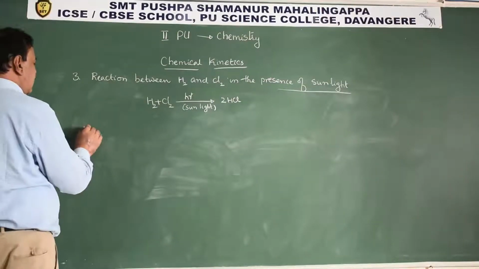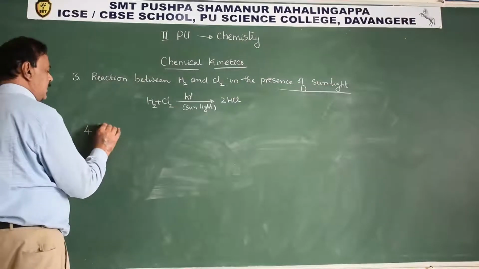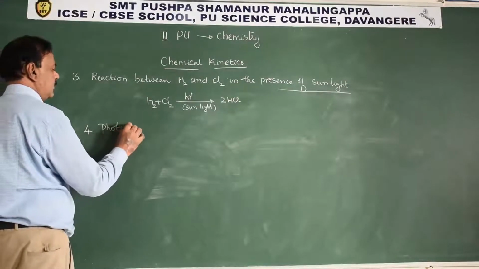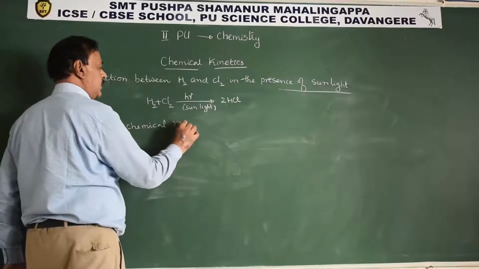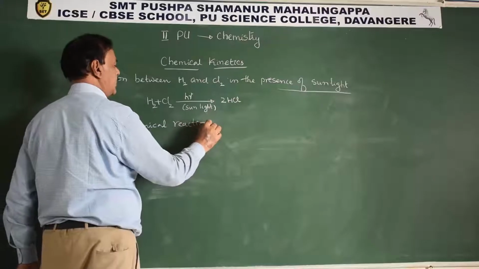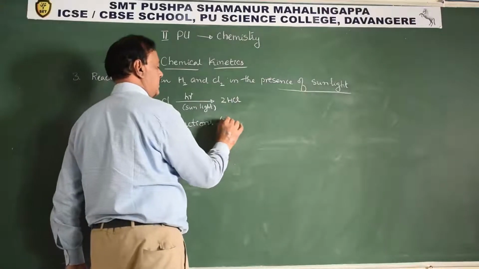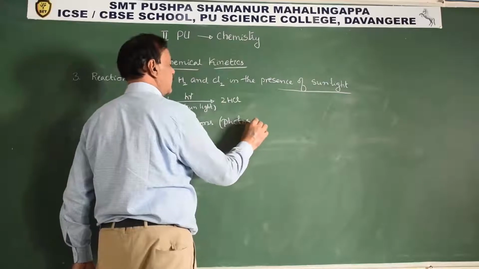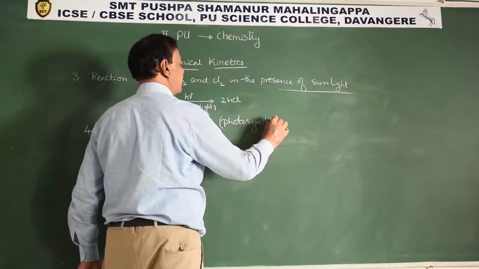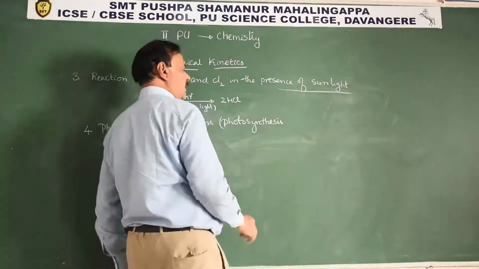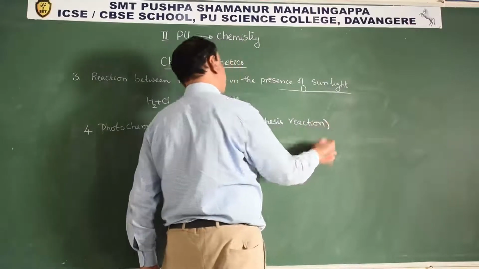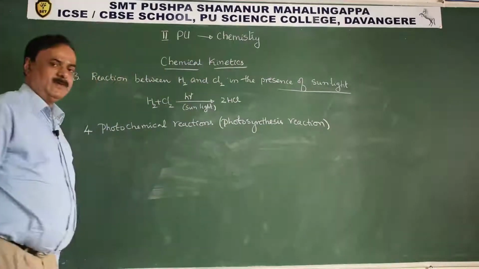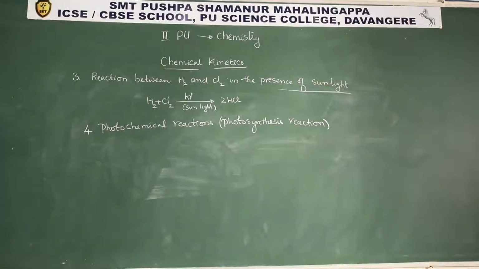Okay. Then, very important, the fourth one, photochemical reactions. Photochemical reactions means the photosynthesis reaction. Photosynthesis reaction is a good example for zero order chemical reaction.